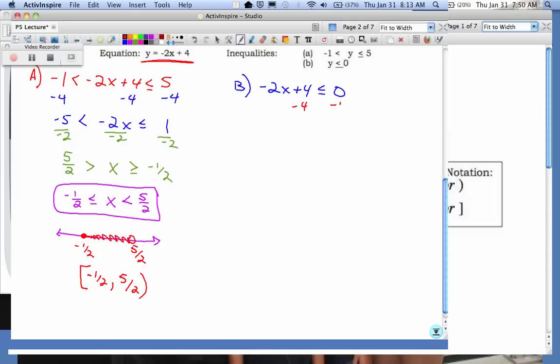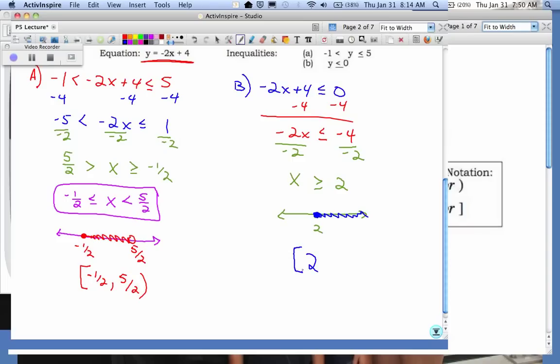So this one's a little bit quicker. You subtract 4 on both sides. Divide by negative 2 on both sides. Flip the inequality. So any x that's 2 or more on a number line, closed dot at 2. I should do a different color. Closed dot at 2, and then we shade things that go out to the infinity symbol. 2 with a square bracket. And remember, infinities never get square brackets.